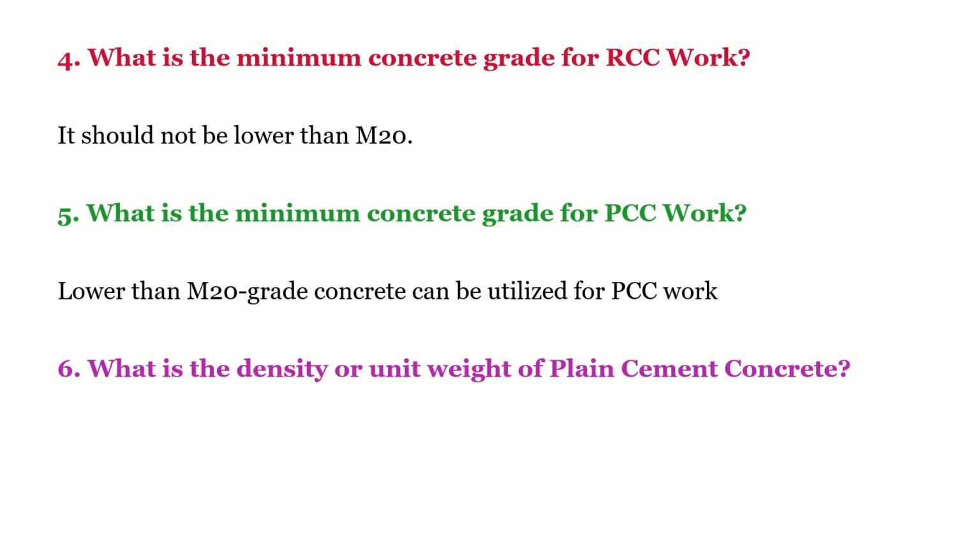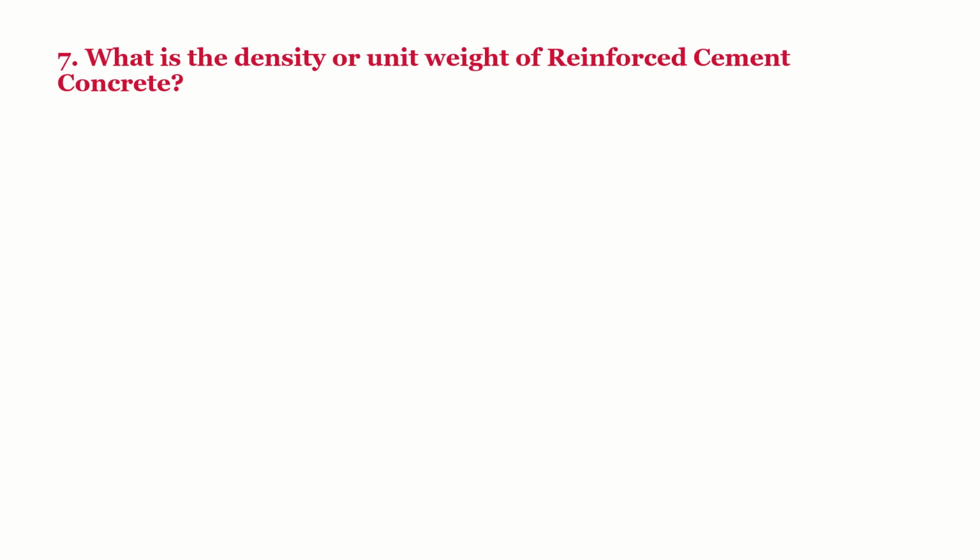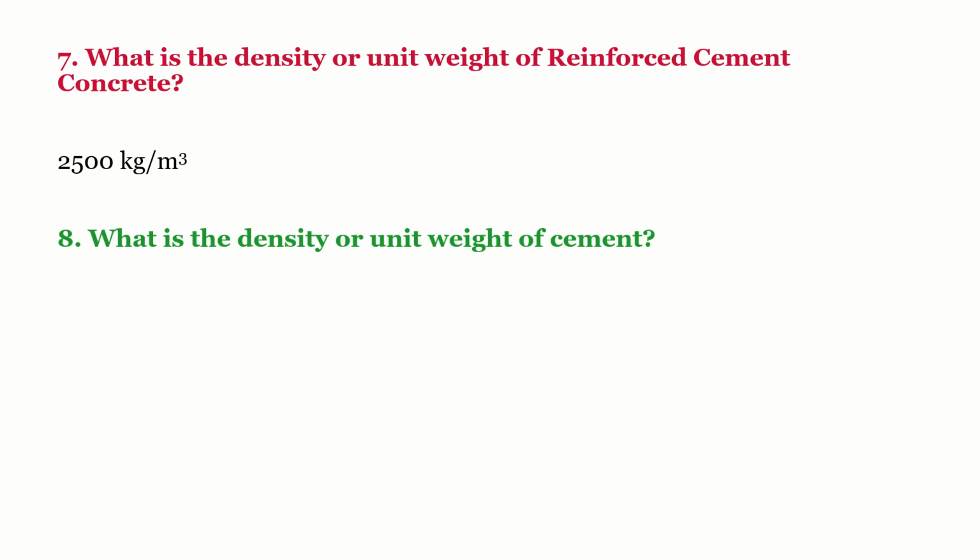Next is, what is the density or unit weight of plain cement concrete? For PCC, the density is 2400 kg per meter cube. And obviously the next question would be, what is the density of reinforced concrete? For reinforced cement concrete, the density is 2500 kg per meter cube. So for PCC it is 2400, and for RCC it is 2500 kg per meter cube.